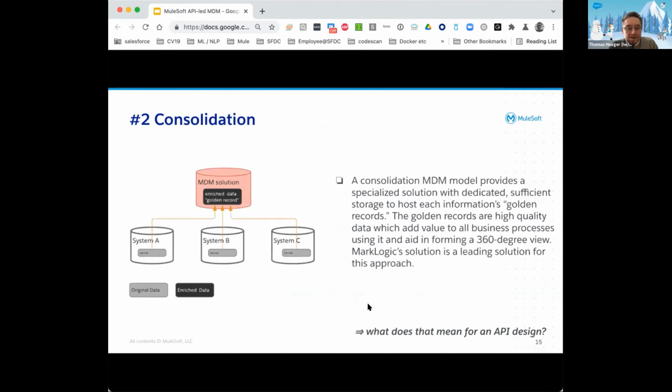Coming now to the next style: consolidation. Basically, what does consolidation mean? This is where the master data management provides a hub. This is a place where you have a golden record in your master data management system, with all the processes around it you have been listening to in the past presentations. Still, in that approach, systems A, B, and C would just have their original data. So they just copy them over and supply the master data management system with their data.